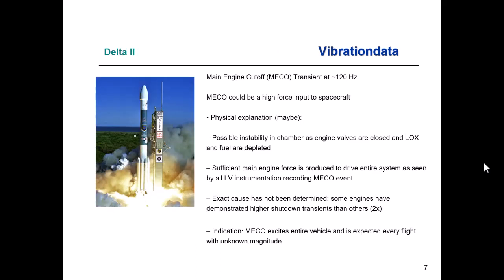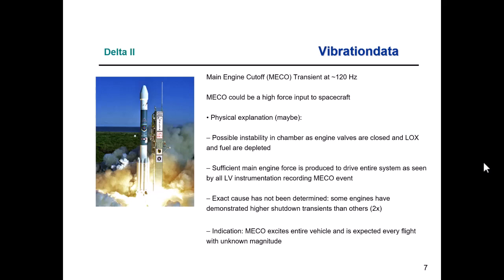Another thing that we encounter is called MECO. So this is a Delta II vehicle. MECO is an acronym for main engine cutoff, and it's a transient event. In the case of Delta II, it was at 120 hertz. And there was a concern because MECO could be a high force input to the spacecraft at the forward end of the vehicle, enclosed in the fairing there.